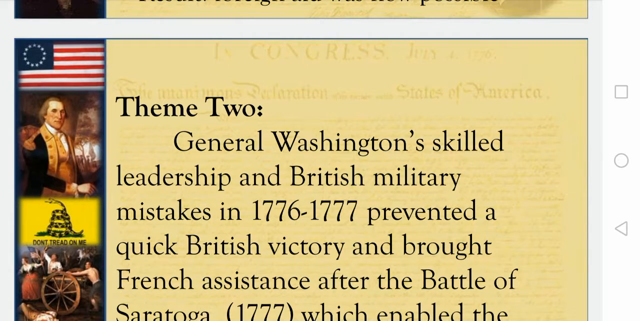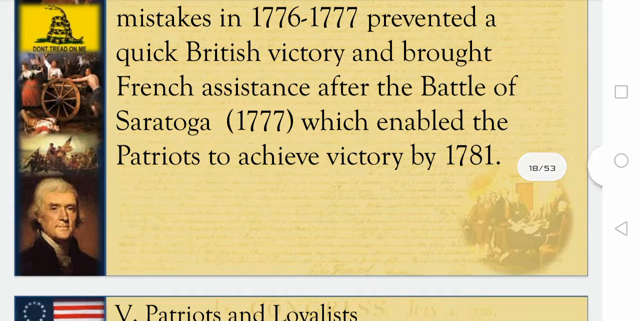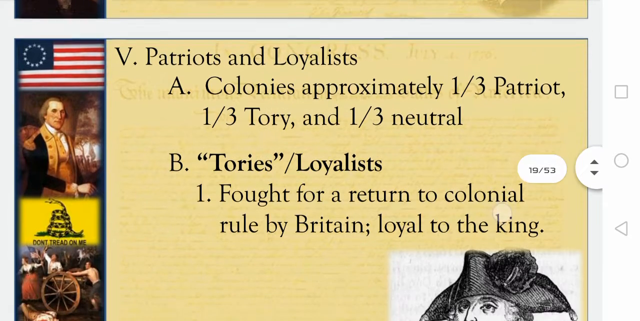Second comes the theme: General Washington's skilled leadership and British military mistakes in 1776 and 77 prevented a quick British victory and brought French assistance after the Battle of Saratoga 1777, which enabled the Patriots to achieve victory by 1781. Patriots and loyalists in the colonies: approximately one third Patriot, one third Tory and one third neutral.